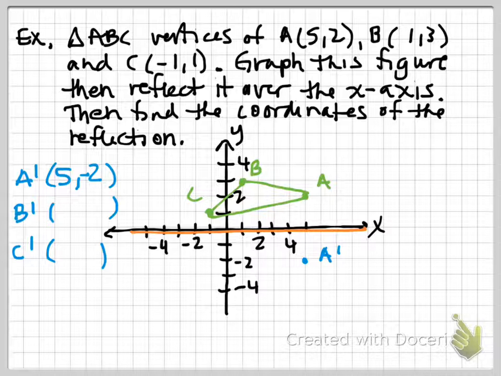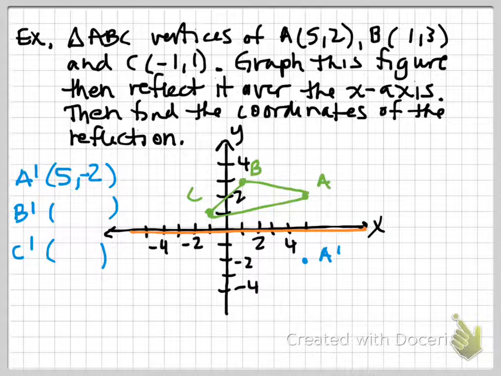All right, so look at your pre-image. A was at (5, 2). A prime, the image, was at (5, -2). So what stayed the same? The x stayed the same. So when I reflect over the x-axis, the x stayed the same. Okay, what happened to the y value though? It became negative. So we had an opposite sign.